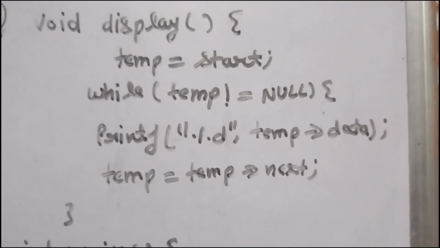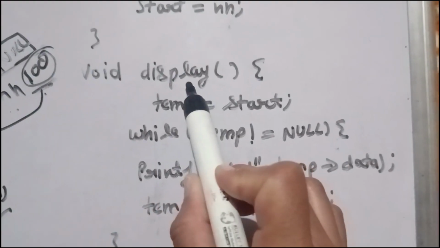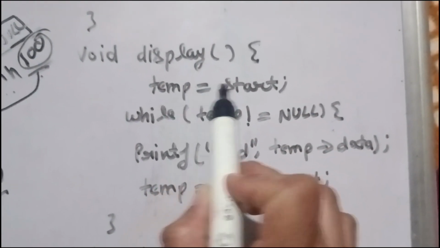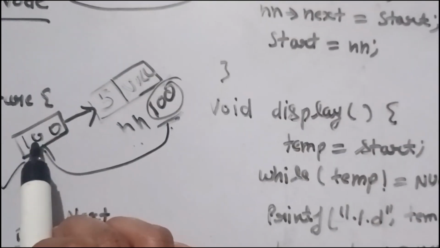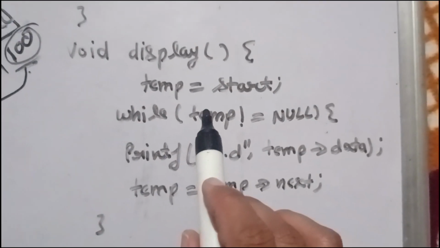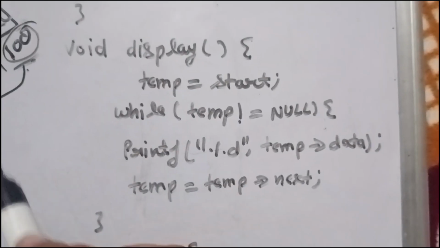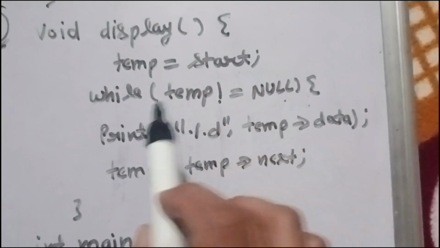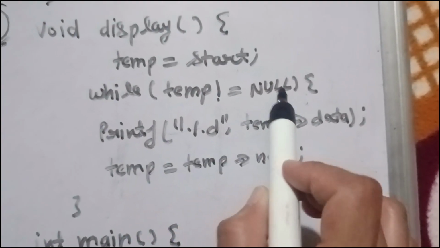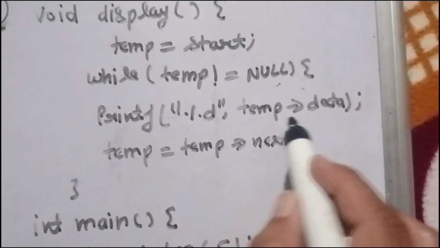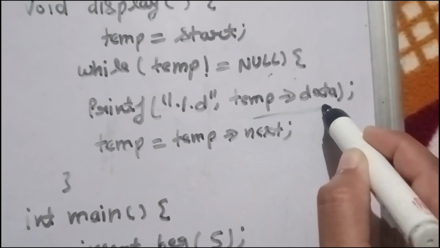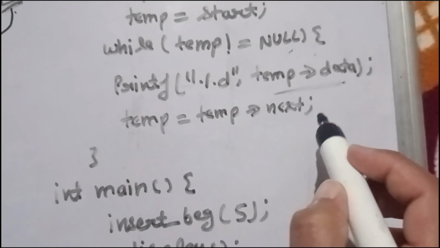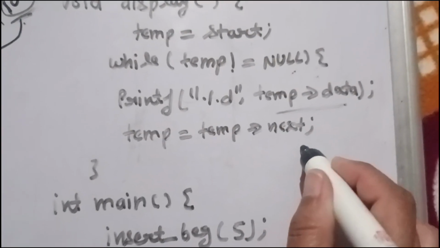Now to display this, we are creating another function here, display. Temp is a pointer. We make temp equal to start. That means temp is here. We will continue while temp is not equal to null. When temp is not null, it is going to print all the values, all the data inside our linked list, and then it keeps moving next to next until it gets null.